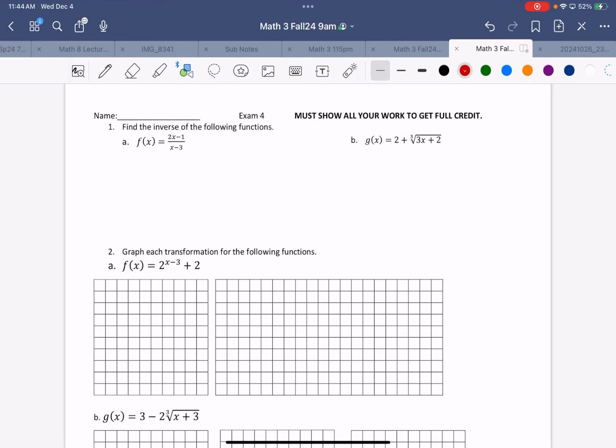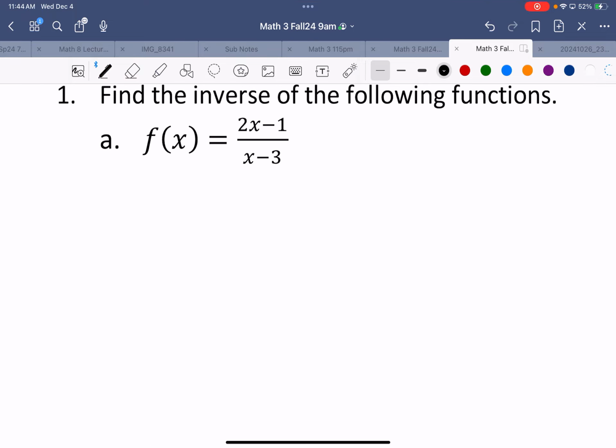All right, so to find an inverse, remember we should check if it's even a one-to-one function. And this one's a rational function. Most of the ones I'm going to give you will be one-to-one functions, but for the sake of practicing a graph, a small rational function, right? We just kind of did domain, right?